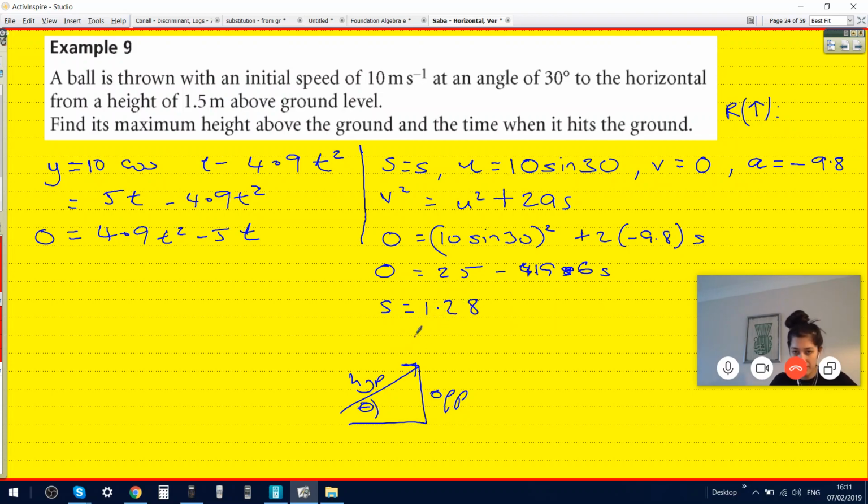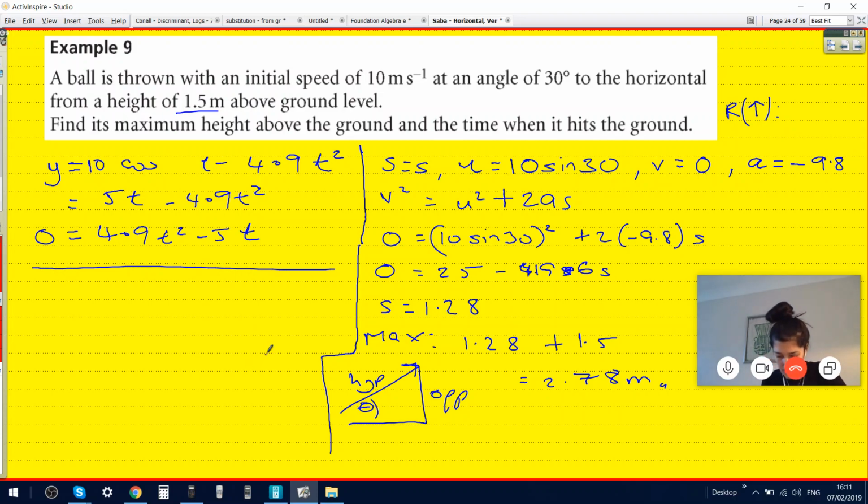Okay, so is that the maximum? Do you add the 1.5? Yeah, 2.78 meters. And you could use that to get the time if you like. So maximum height is when you half the... no, what? Where do I put that? Into the y? So you could just find any suvat equation for it. Okay, so S equals 2.78.